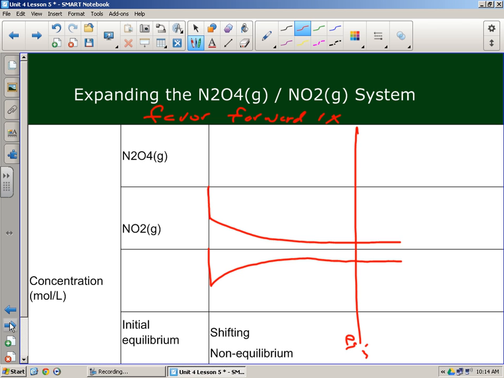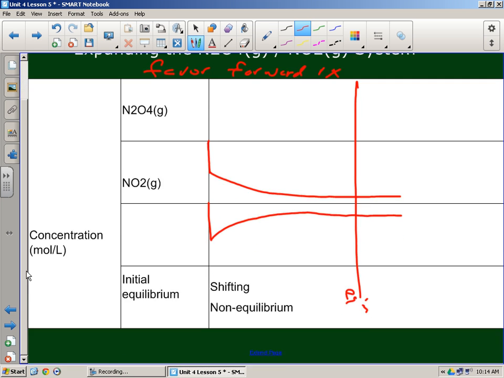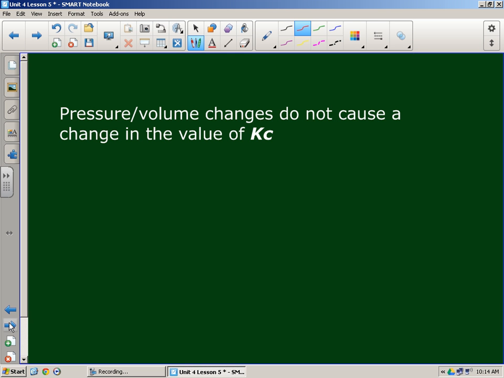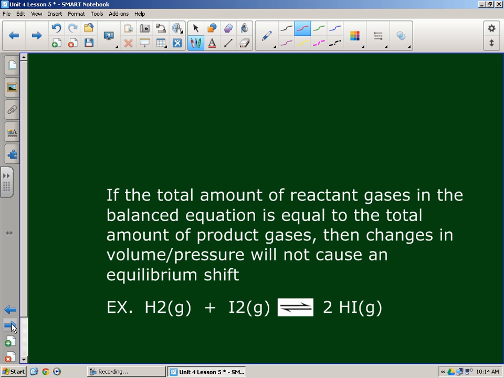Okay? What you have to remember is there is always that spike in concentration. Well, almost always, I should say. There usually is a spike in concentration. They both are going to go up, or they might both go down, because remember, it affects both gases. But then what happens after that is it tries to get back to equilibrium, of course. Now, pressure volume changes do not change the value of Kc. So once again, Kc values are not affected by pressure volume changes.